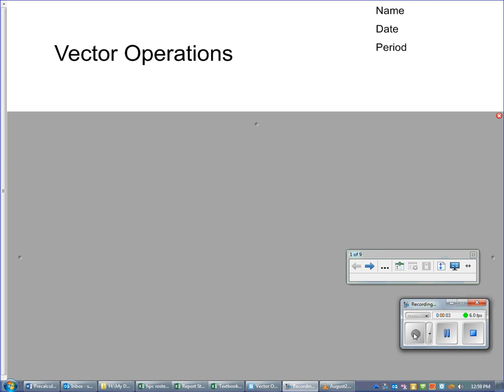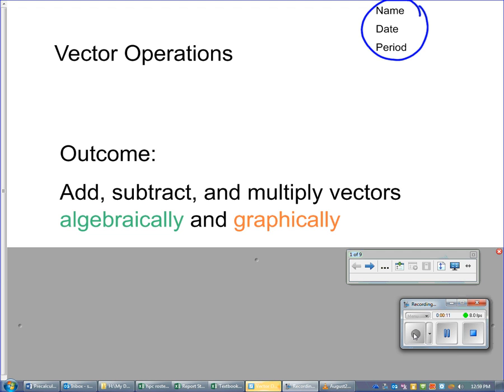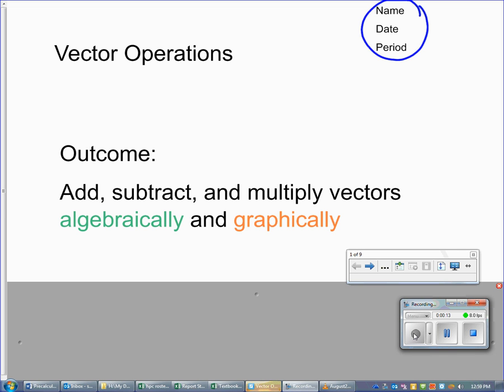To start, put your name, date, and period in the top right corner of the paper. The title of these notes is Vector Operations. And the objective for these notes is to be able to add, subtract, and multiply vectors, both algebraically and graphically.